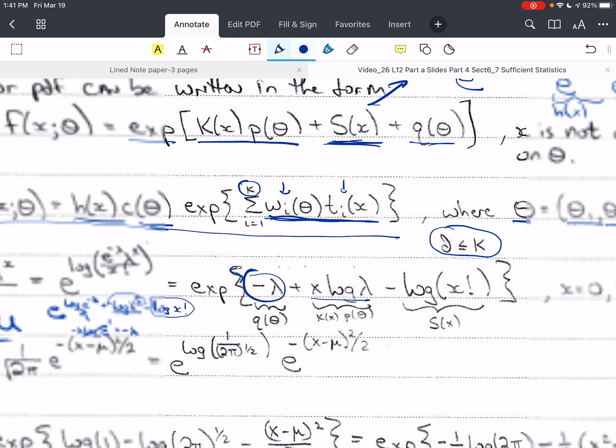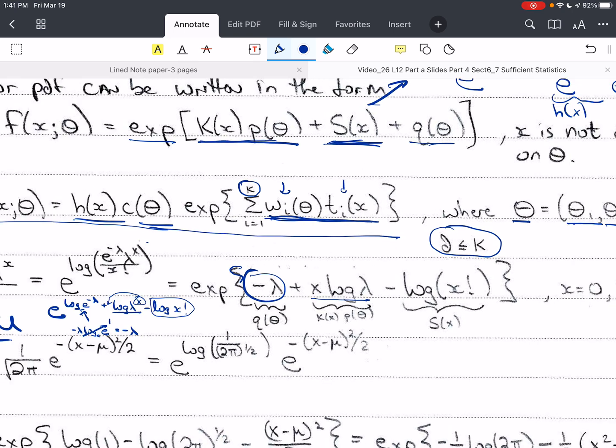Now, according to our form here, our format, if you want to think of it that way, we need a function of x times a function of theta, in this case lambda. We need plus a function of x only. That's pretty easy to identify. That's the x factorials, the log of the x factorials.